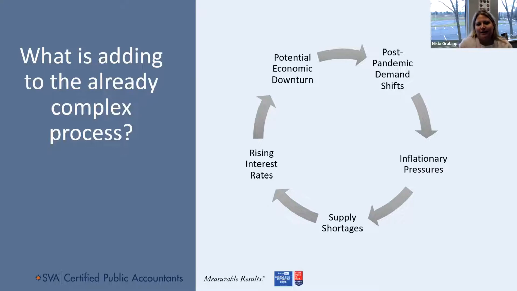Inflationary pressures. A lot of people on this call, the majority, said, hey, we do annual budgets. Well, I'm going to tell you, if you take away one thing from this call, it is to do monthly budgets. Because we're facing so many things like inflationary pressures, supply chain shortages, and raising interest rates, if you're only looking at it one time per year, you aren't able to make intelligent, educated changes.